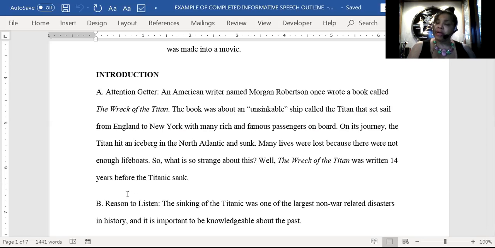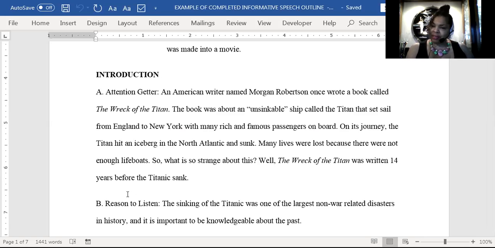Here it says, an American writer named Morgan Robinson once wrote a book called The Wreck of the Titan. The book was about an unsinkable ship called the Titan that sailed from England to New York with many rich and famous passengers on board. On its journey, the Titan hit an iceberg in the North Atlantic and sank.